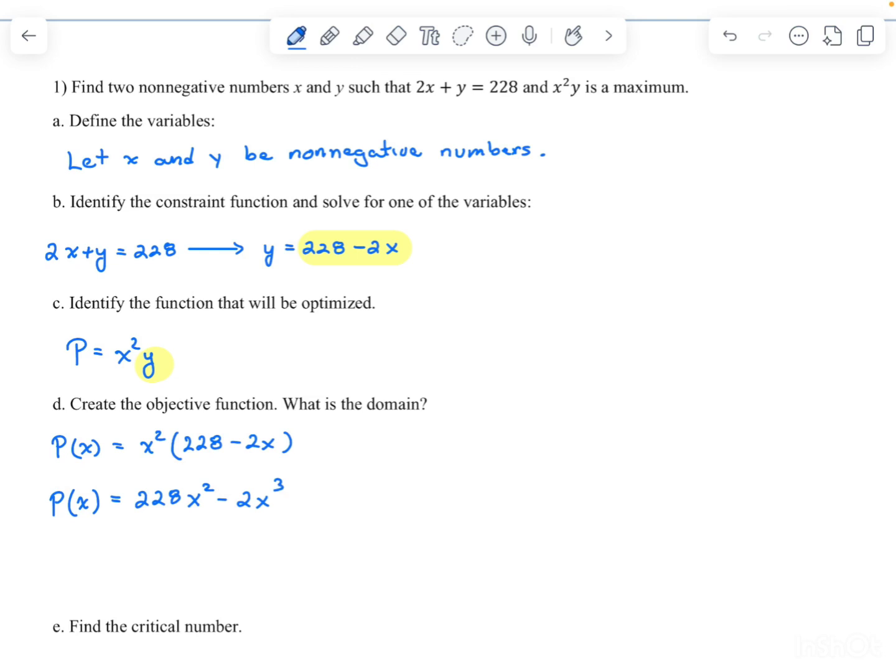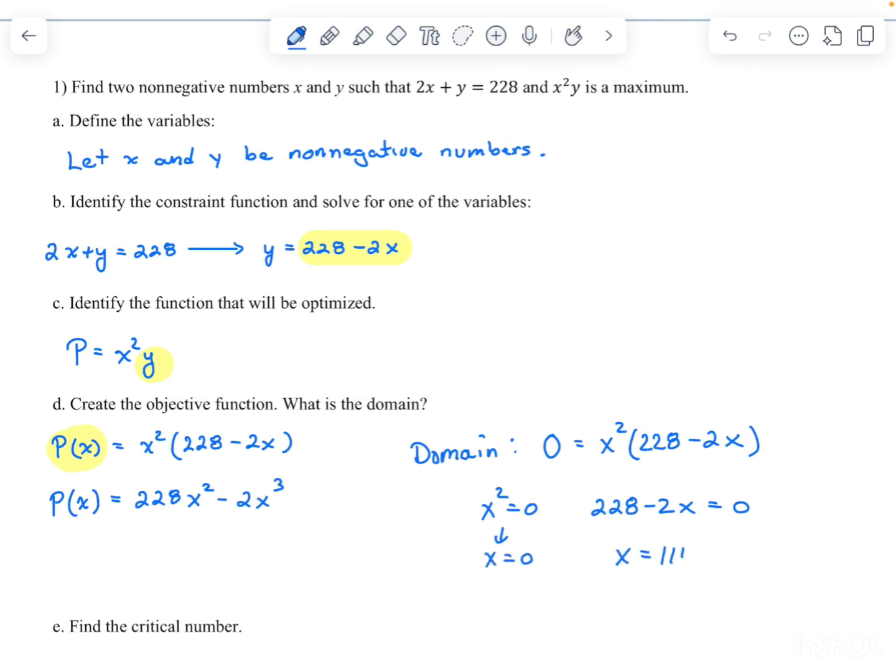Now to find the domain. Since x and y are non-negative numbers, then x squared times y must be greater than or equal to 0. Since p of x represents the product, I'm going to set p of x equal to 0. So now we have x squared is equal to 0, or 228 minus 2x must equal 0. Solving the equation on the left, we have x is equal to 0. Solving the equation on the right, we have x is equal to 114. So the domain is the closed interval from 0 to 114.